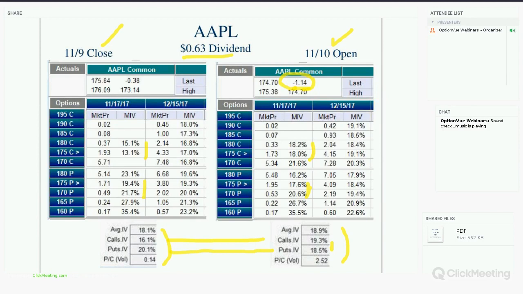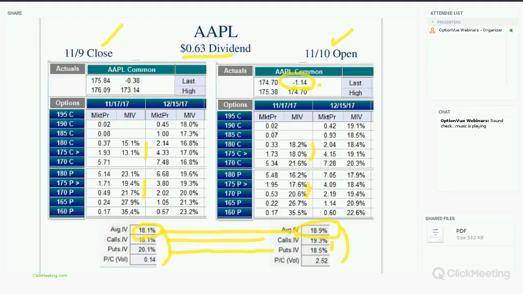And let's see, anything else? Well, that little bit of bearishness could explain why we're going from an 18.1 average overall IV up to 18.9. A little bit more bearishness, implied volatility gets pumped up a little bit, etc. And so that's kind of what we're seeing there.